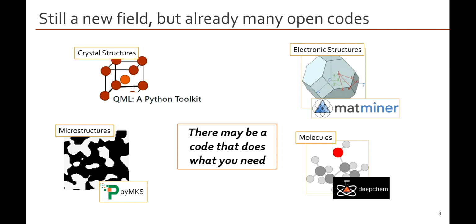So really the point of this is that, depending on the kind of needs you have, based on what sort of data you are trying to model and whether that, say, differs based on microstructure or electronic structure, there may very well be a code that can already help you down the path of building a machine learning model.